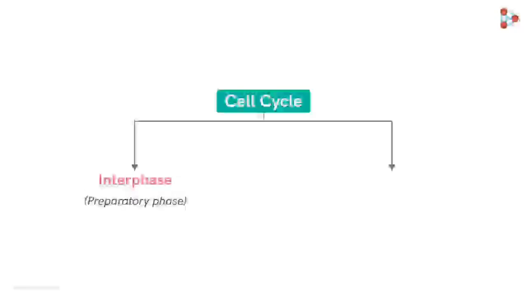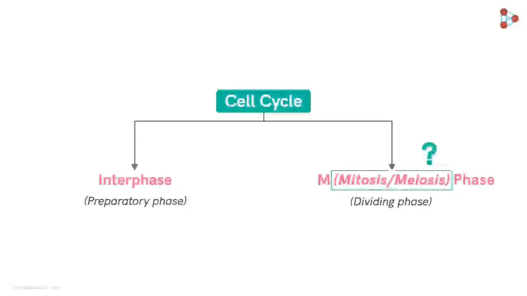And moving to the other phase, it carries out the scission of the cell. And what is that phase called? Correct. It's the M phase, where M stands for either mitosis or meiosis. And how does the cell decide whether to undergo mitosis or meiosis? Well, that depends on various factors and the type of cell undergoing division.